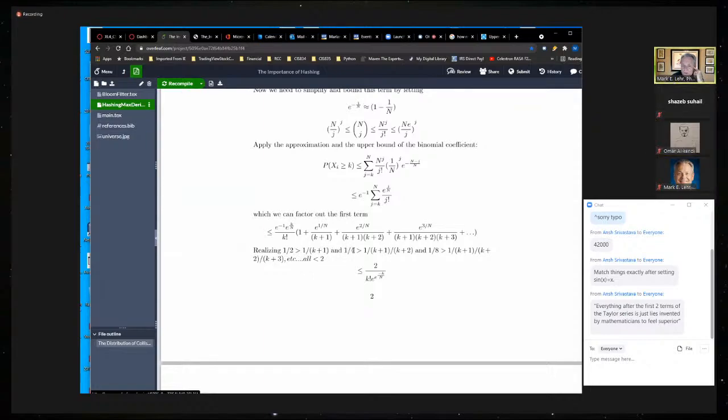And then I'm going to say 1/4 is greater than 1 over k plus 1, k plus 2. Why? Because if 1/2 is this, if you squared this term, that would be 1/4. But this is even less than that because this is not the square. It's k plus 1 over k plus 2, so it's even less than that. And on down the line.